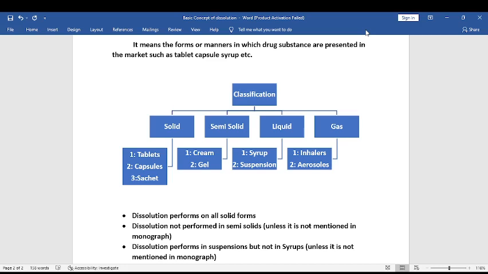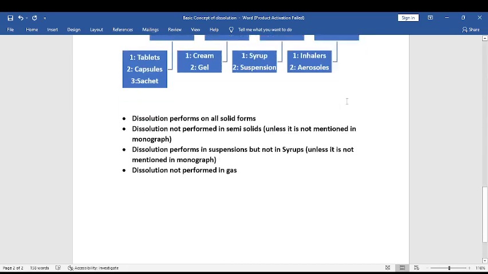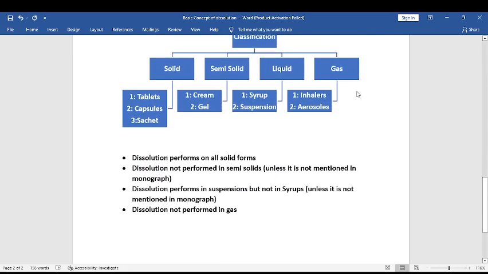Now the question is, on which dosage forms should the dissolution test be applied and on which dosage forms does it not need to be performed. Let's start with the solid. For all tablets, capsules, sachets, the dissolution test should be performed. And in the semi-solid case, creams and gels are topical dosage forms. They are applied on skin. So here dissolution tests don't need to be performed.